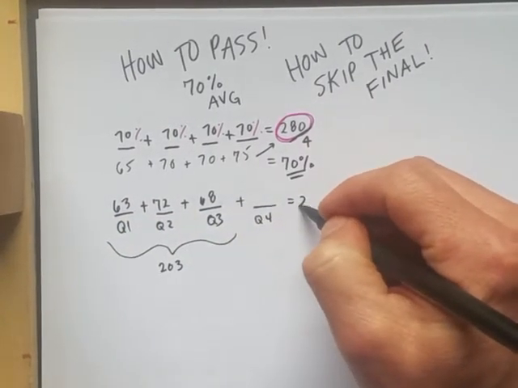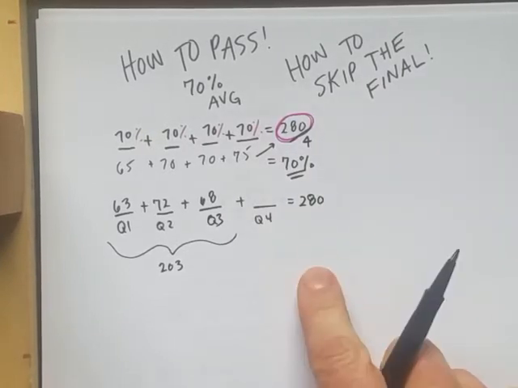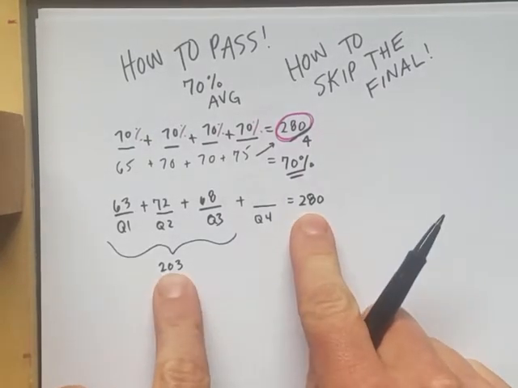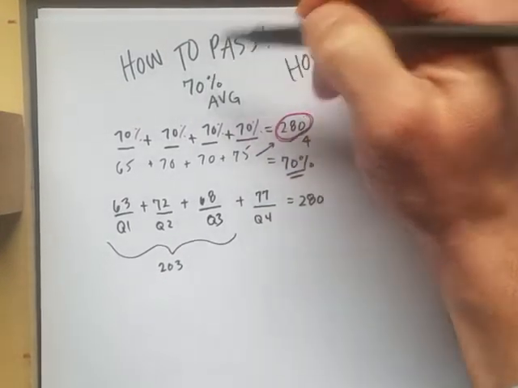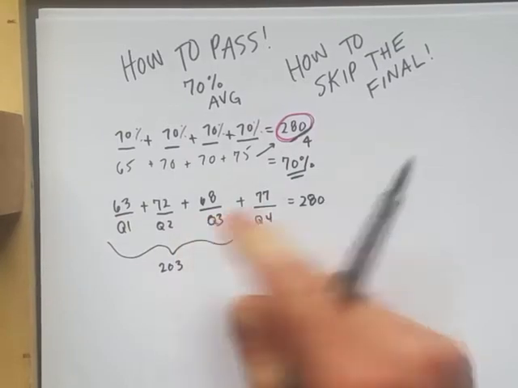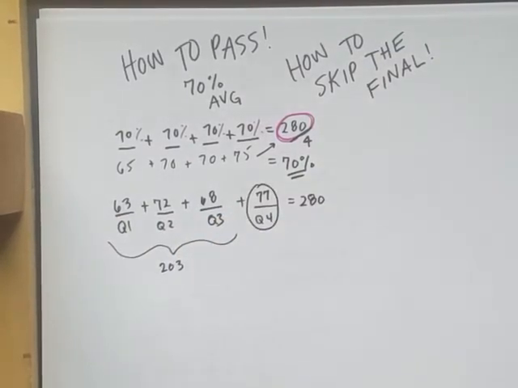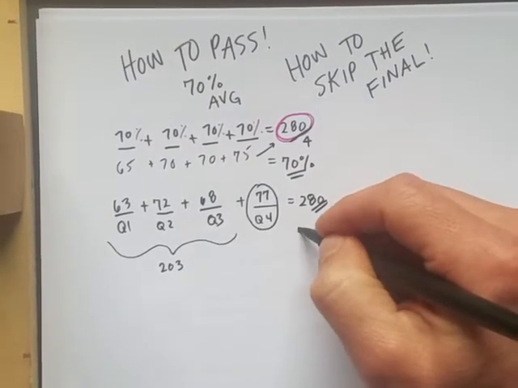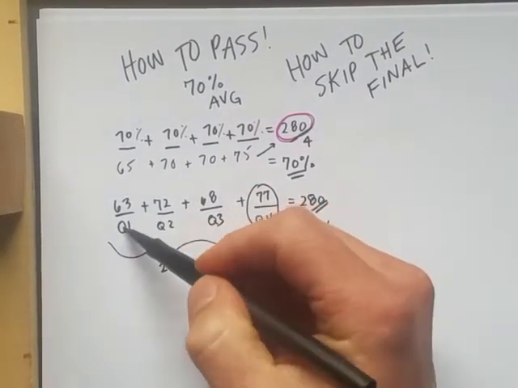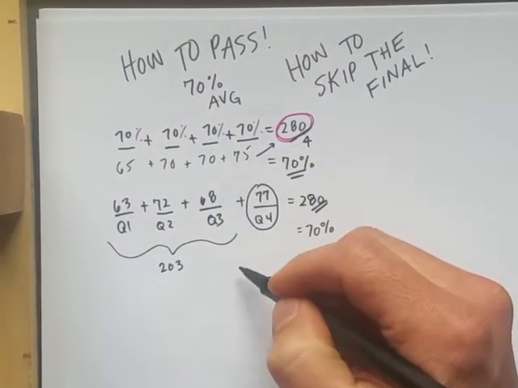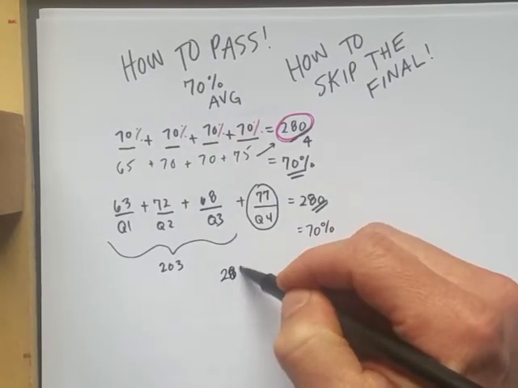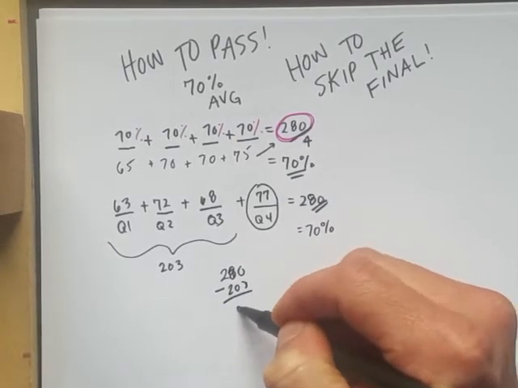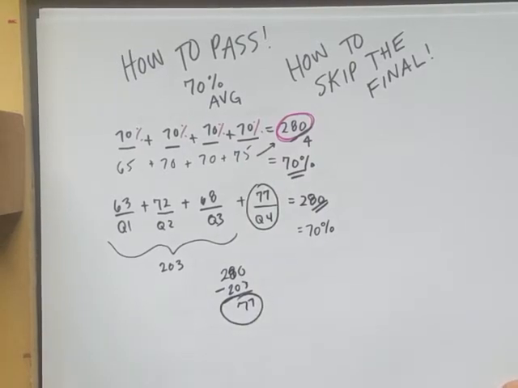Well, what we know is we need our total to be 280. So think about what else you would need in order to get that 280. Well, it looks like we need an extra 77. So to pass the class for the year with these 3 grades, I would need 77 more percentage points to get that 280, that magic number that would give me my average of 70%. So add your Q1, Q2, and Q3, and then just subtract that from 280, and that's going to tell you what you need for this quarter.